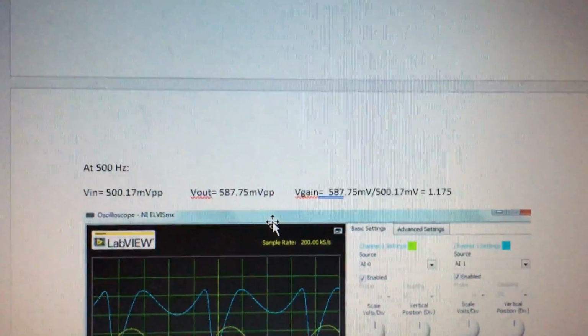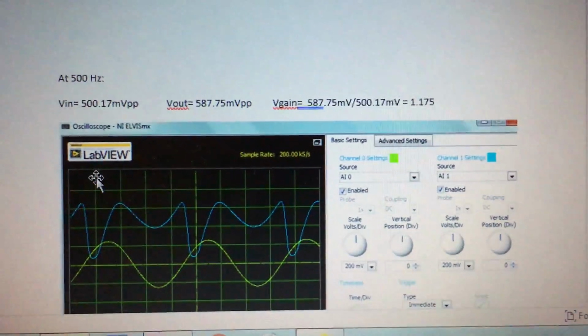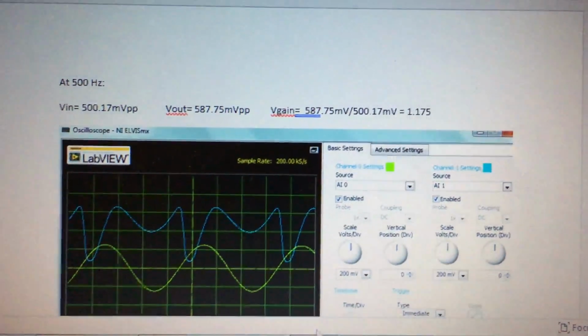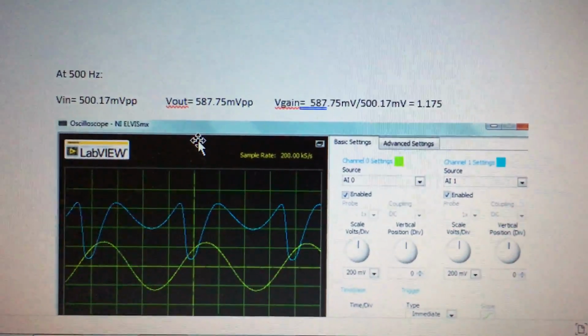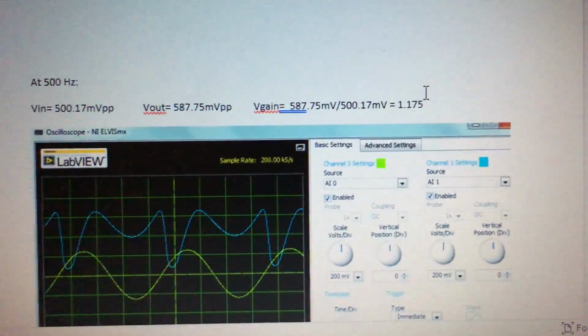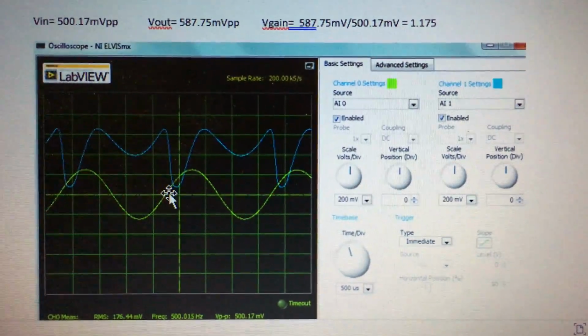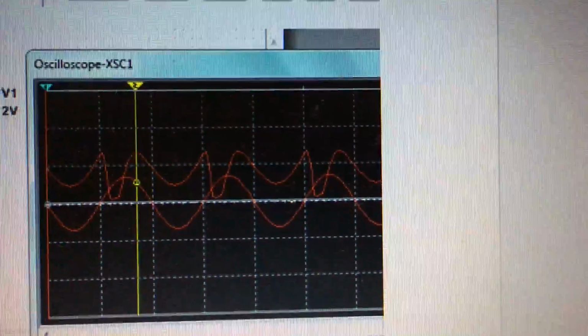And here's a 500 hertz input frequency. We got a voltage input of 500.17 millivolts, voltage output 587.25 millivolts peak to peak. So there's a slight gain in this one, 1.17. Here is the signal input to output. Similar results in the Multisim, input, output.